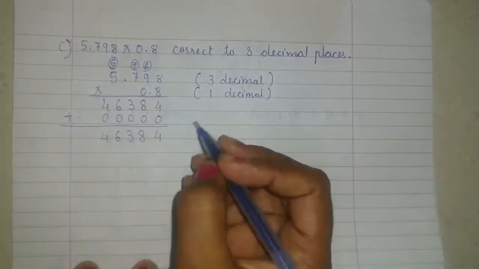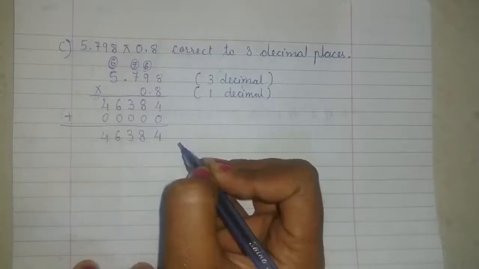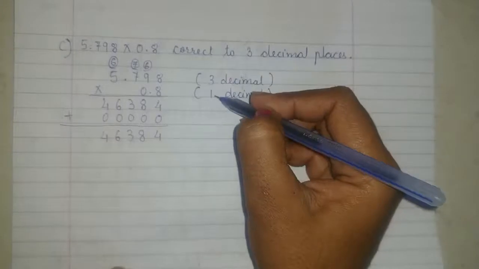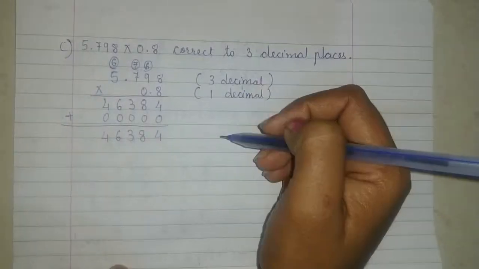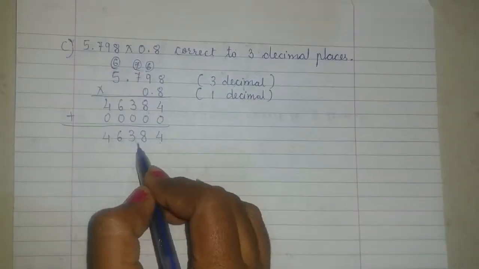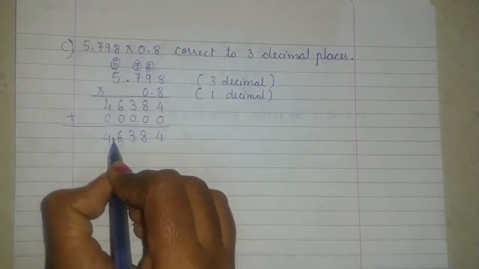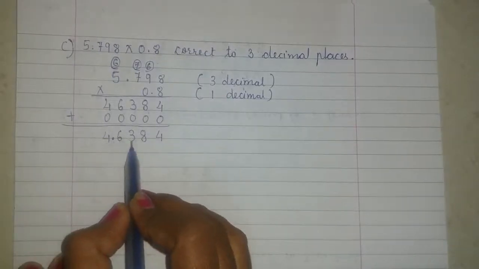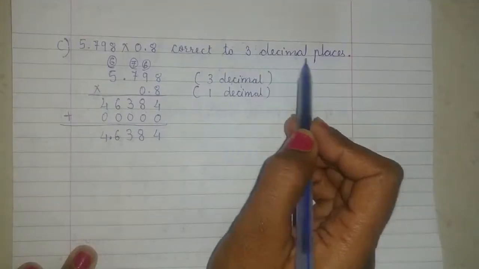Now students, we'll keep decimal. Okay, now where should we keep decimal? Yes, so what we will do, here 3 is there and here 1 is there. So we'll add these numbers. 3 plus 1, 4. So we'll keep decimal before 4 digits. So 1, 2, 3, 4. So we'll keep decimal over here. Okay, so what we got over here? 4.6384.